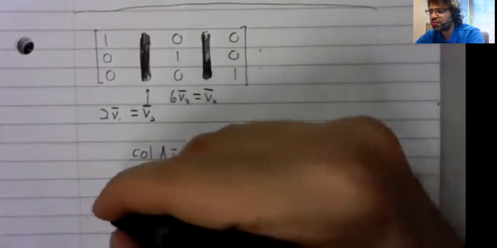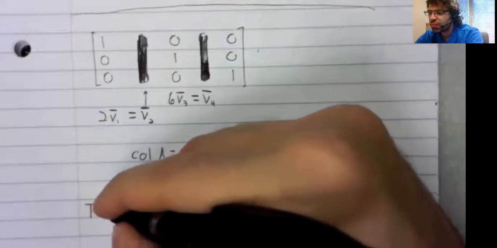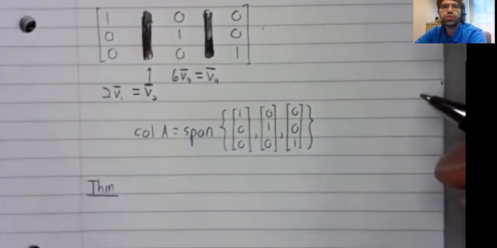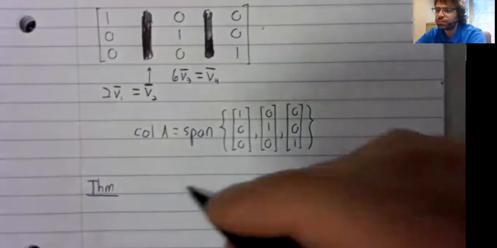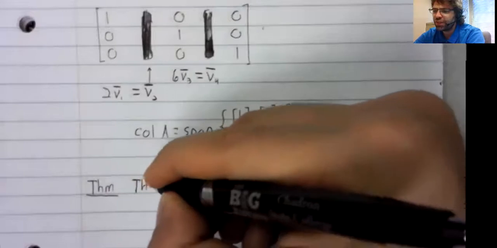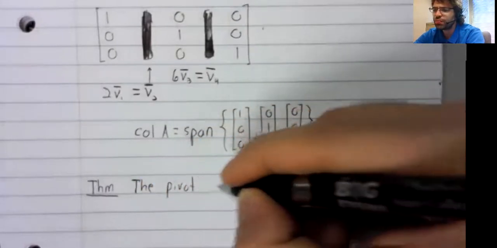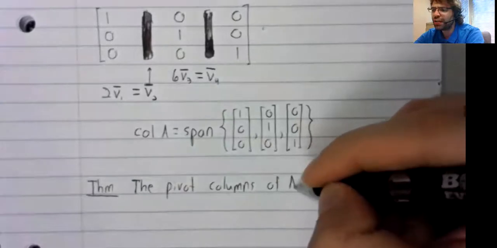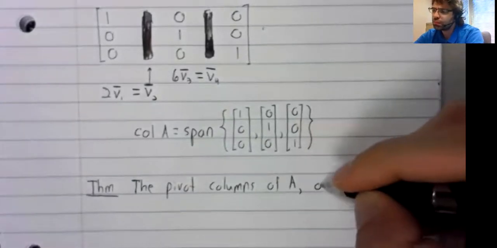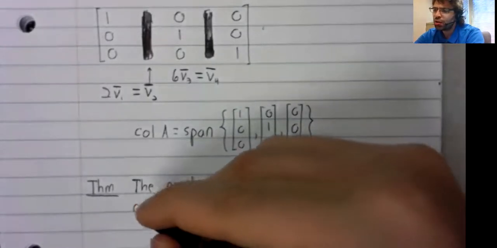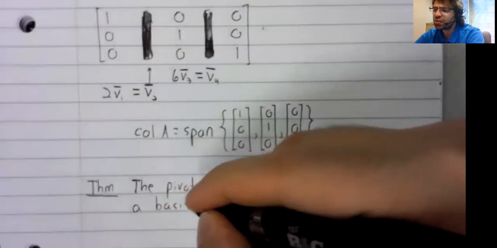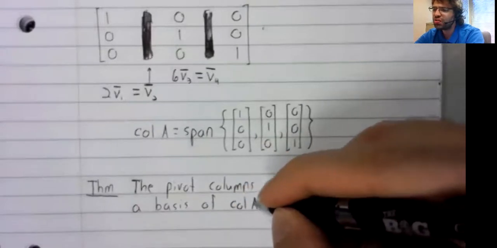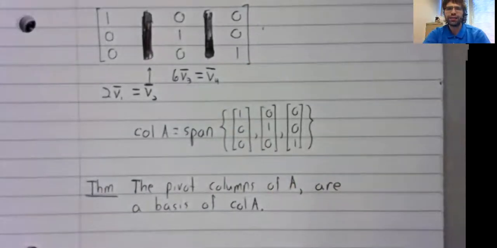We're going to take this and abstract it into a theorem: the pivot columns of A are a basis of the column space of A.